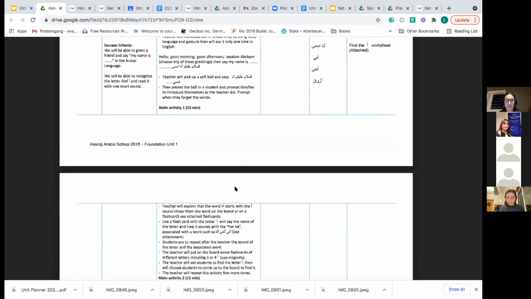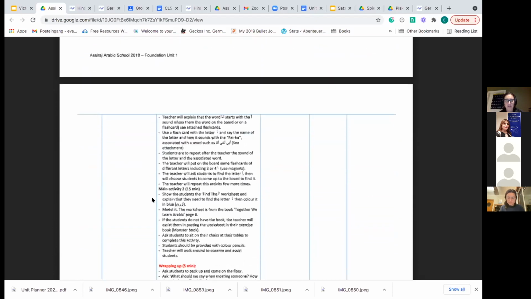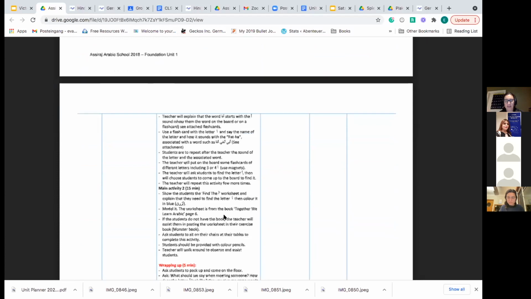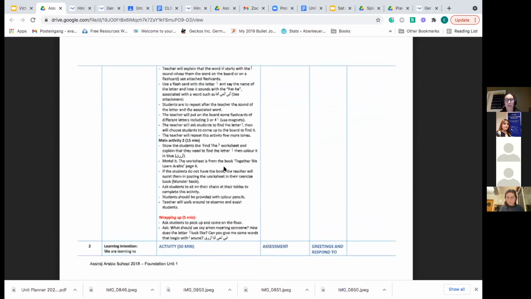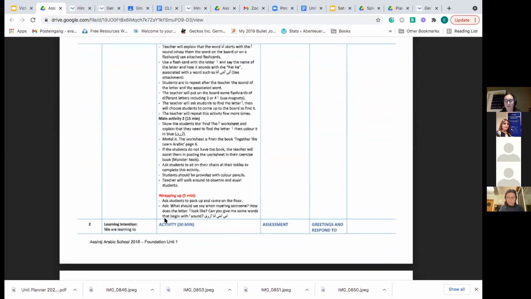So let's go back to the structure. Here, in this case, the teacher put in a second main activity with some worksheets, and then it's a wrapping up, a reflection. Yeah, and reflection is often used for key assessment as well.